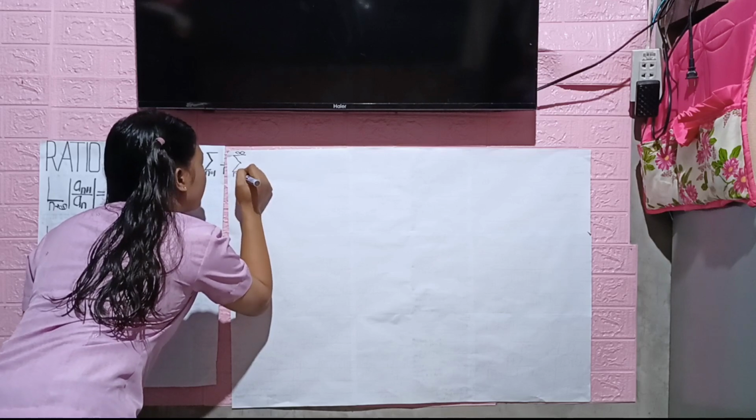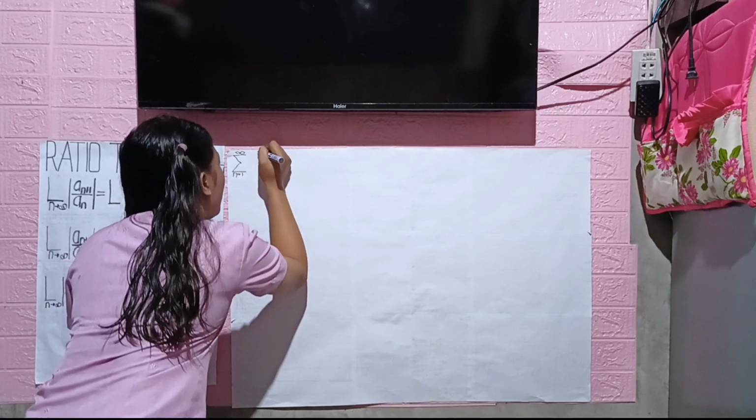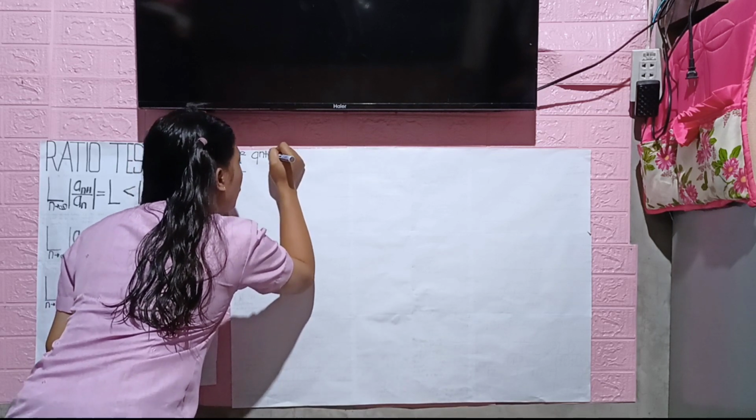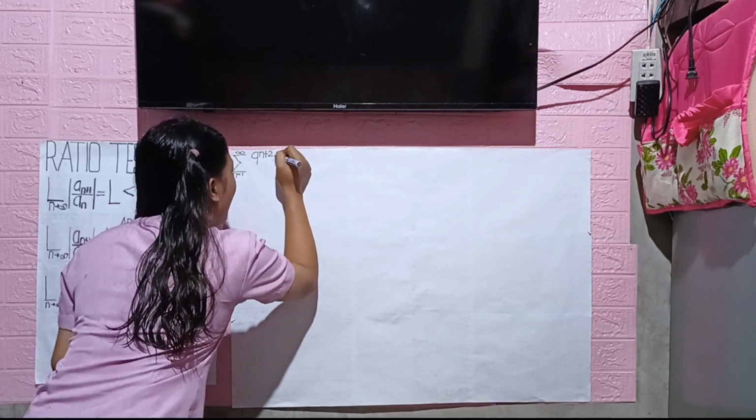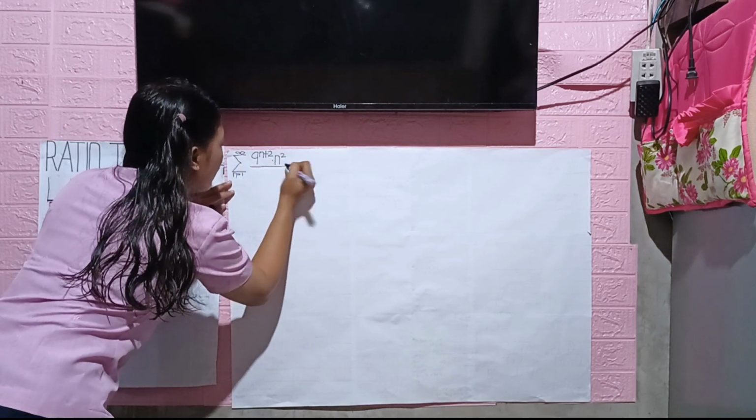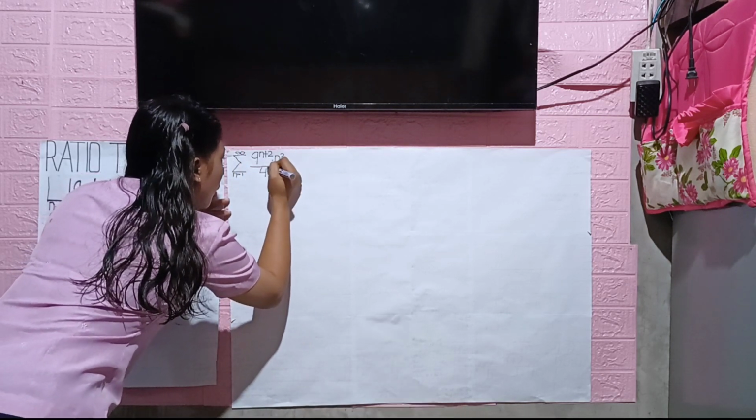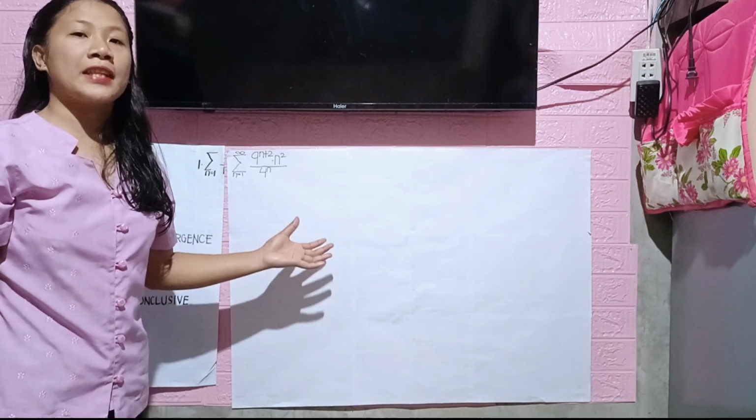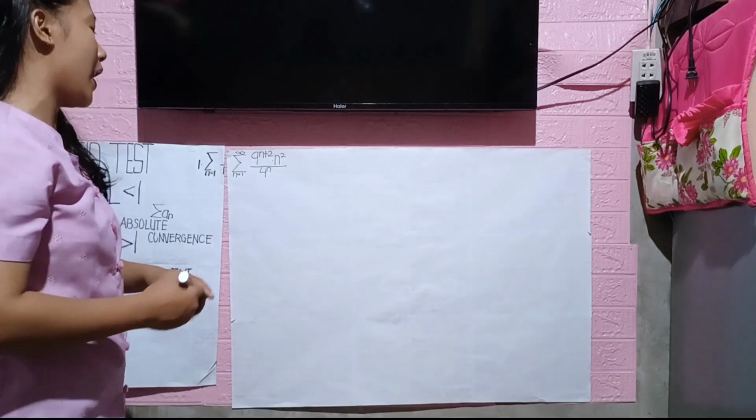of 9 to the n plus 2 times n squared, divided by 4 to the n. So now, let's find our a sub n plus 1 and a sub n.